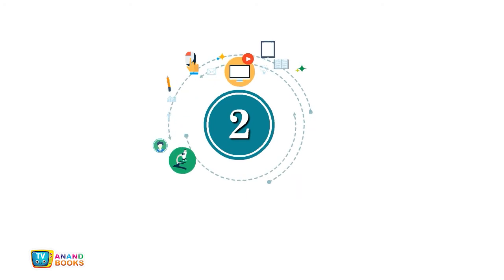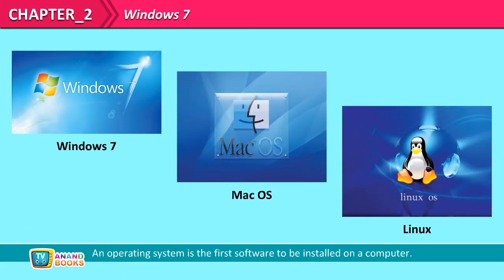Chapter 2. Windows 7. An operating system is the first software to be installed on a computer. It manages and controls various parts of a computer. Application software also needs an operating system to work. Some important operating systems are Windows, Mac OS, and Linux.